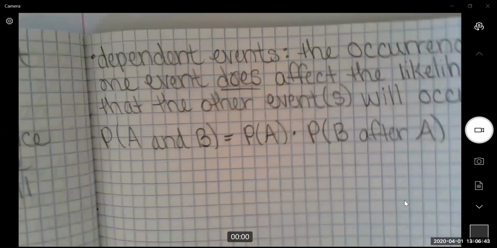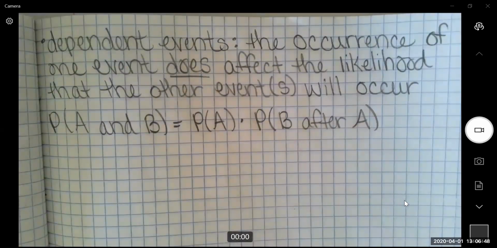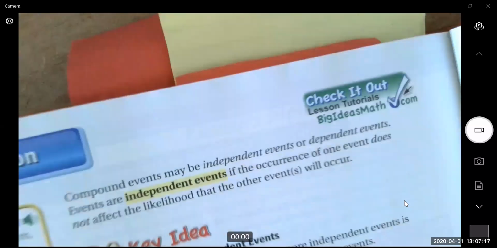The other thing we have, we stick our book back under here. Okay, so a dependent event is when the occurrence of one event does affect the likelihood that the other events will occur. So the probability of event A and event B: you multiply the probability of A times the probability of B after A has occurred. So I'm going to stick the book. Your textbook has a really good example of this. So we're going to work our way through this.